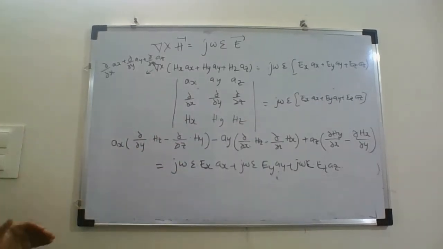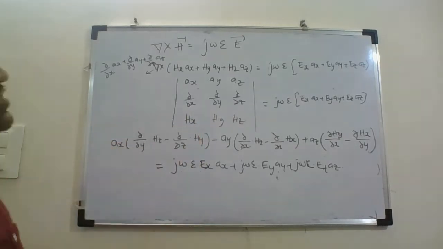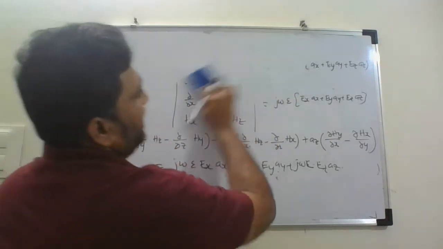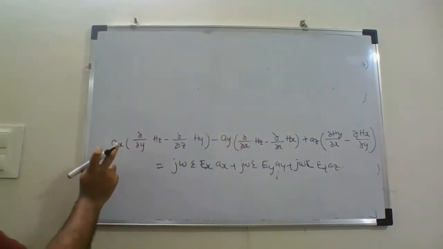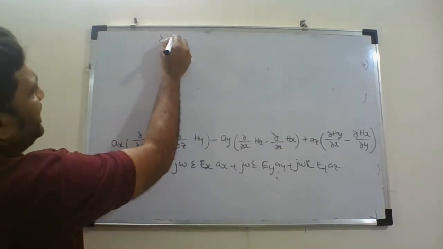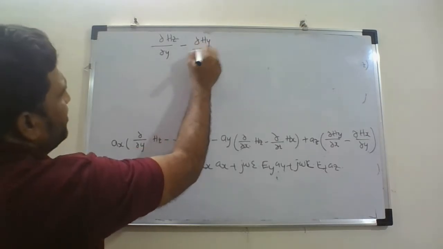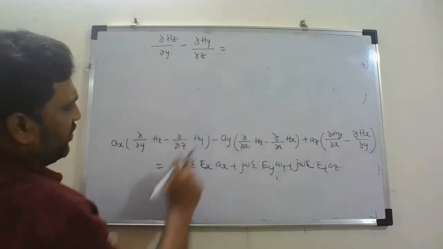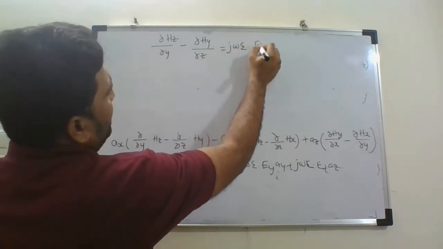Now let us do the same thing. Compare the Ax, Ay, Az terms on both sides and write the expressions. Comparing the Ax expressions, what I get is ∂Hz/∂y minus ∂Hy/∂z is equal to jωε into Ex.